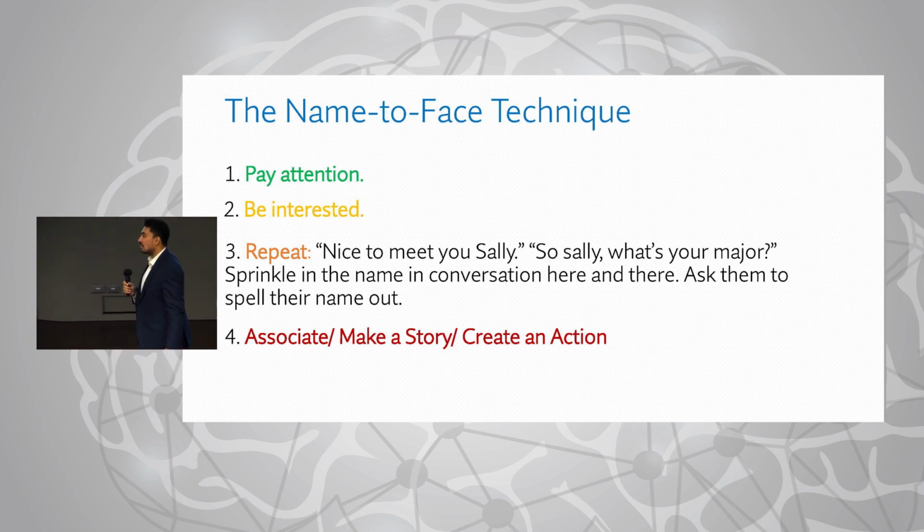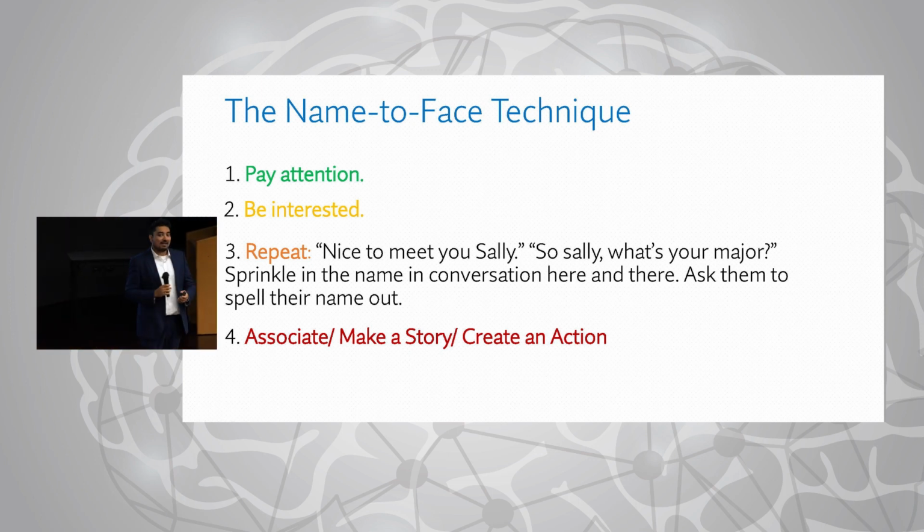Repeat. Why do we repeat? Because sometimes we cannot encode the person's name while looking at that person, right? He says his name is Paul. I cannot go, Paul, give me a second, I'll try to remember your name. You look weird. So what we do is we repeat to store the name in our short-term memory. Example, when someone says the name, immediately say it back. Hi, Sally, nice to meet you. So Sally, what's your major?